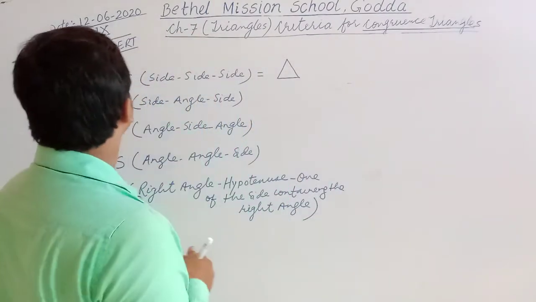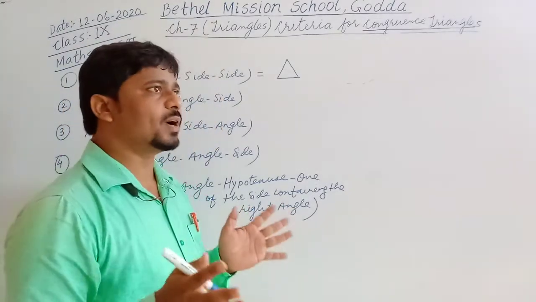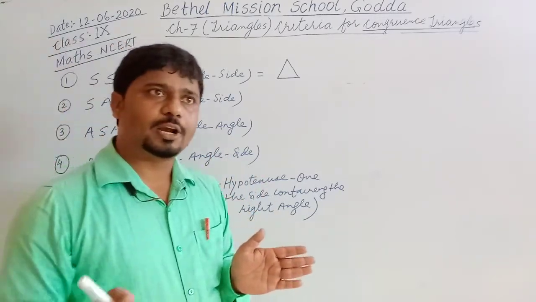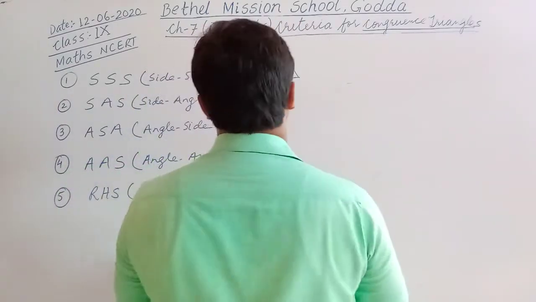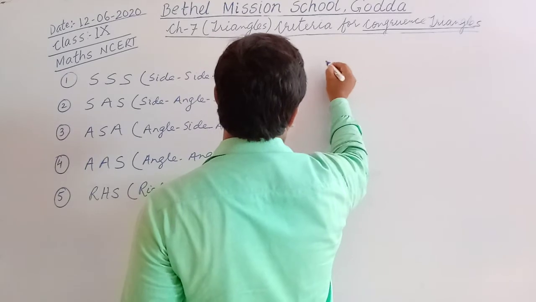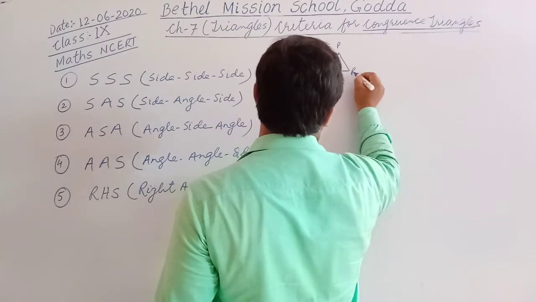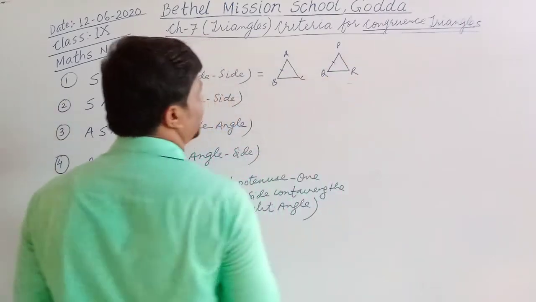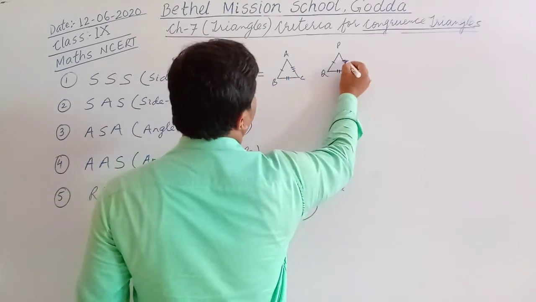So first one is SSS, side, side, side. This property says if 3 sides of one triangle are correspondingly equal to the 3 sides of another triangle, then the 2 triangles are congruent. You can see I have drawn one triangle ABC here, and another triangle PQR. So 3 parts: suppose AB is equal to PQ, BC is equal to QR, and AC is equal to PR.